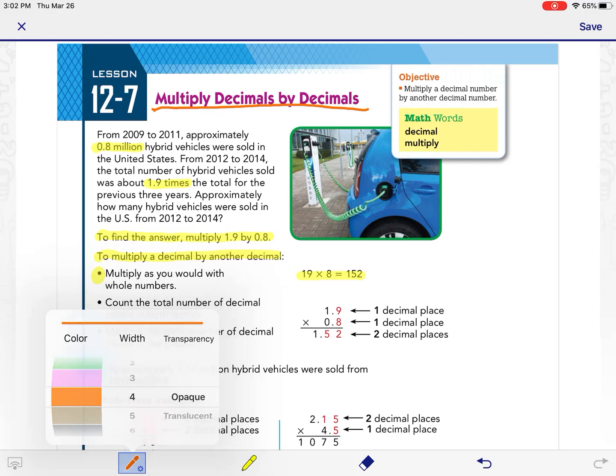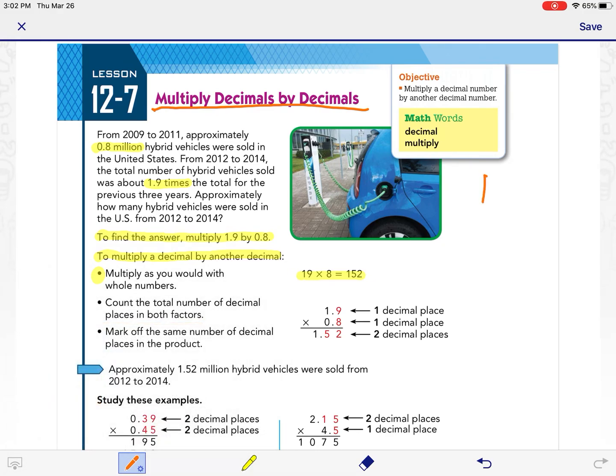So let's do that over here. They just took 19 times 8. 8 times 9 is 72. 8 times 1 is 8, plus 7 more is going to be 15. So they got 152. But that's just the first step, right? Multiply as you would with whole numbers.